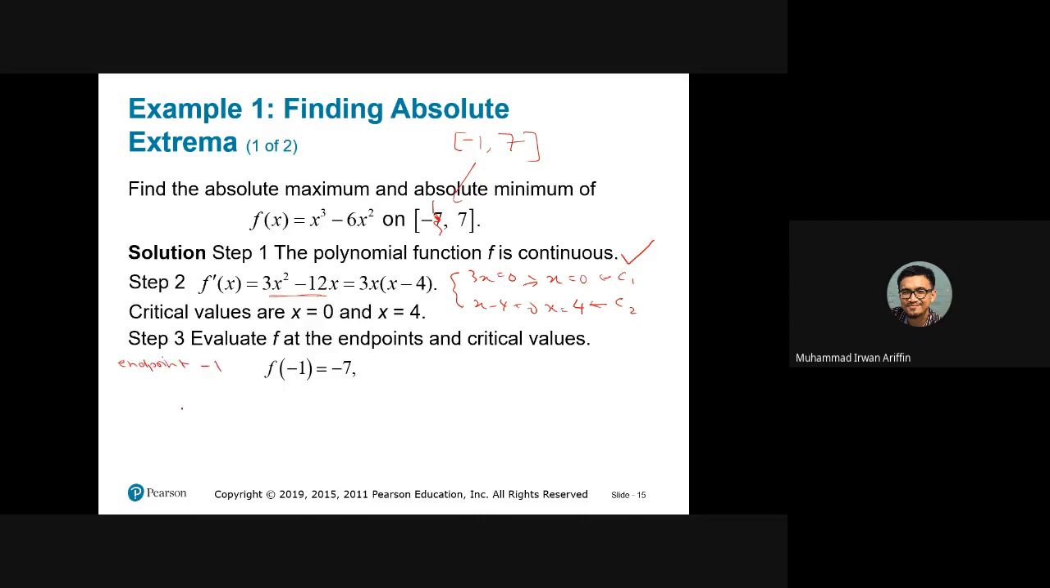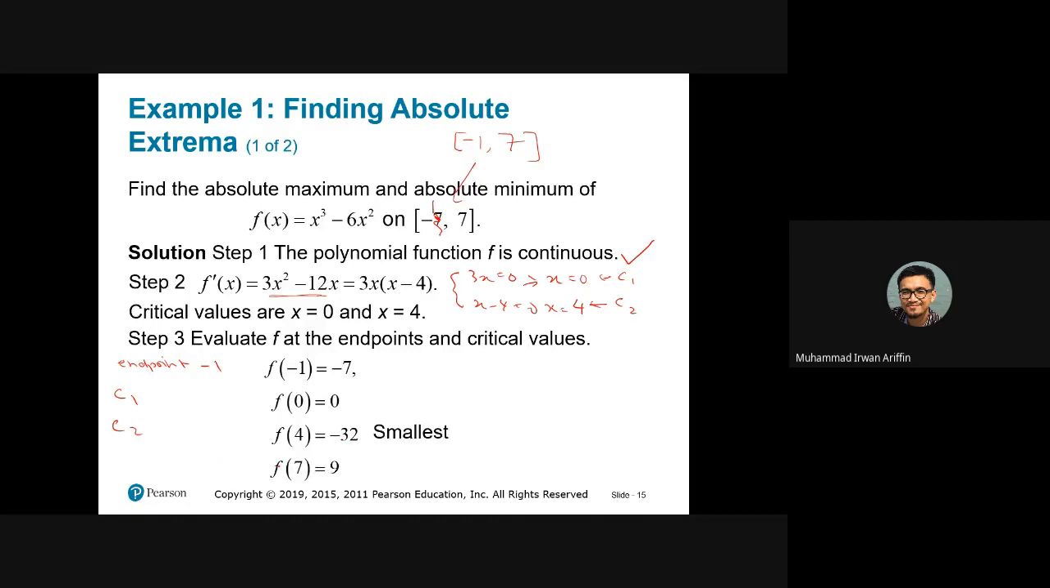Endpoint -1. Next step, replace this with the first critical value, c1. So we replace x here with 0. So 0 to the power of 3 minus 6 times 0 squared gives us 0. And then our second critical number, 4. So 4 cubed minus 6 multiplied by 4 squared, which will give us -32.